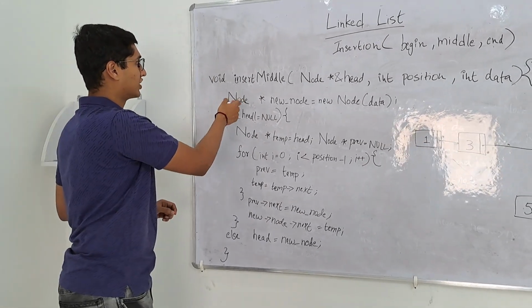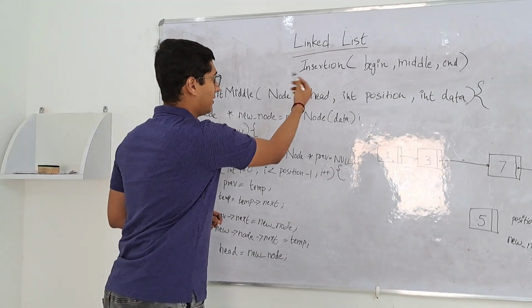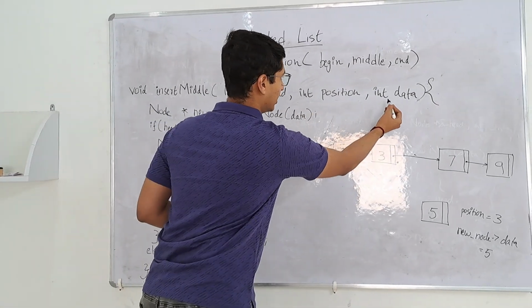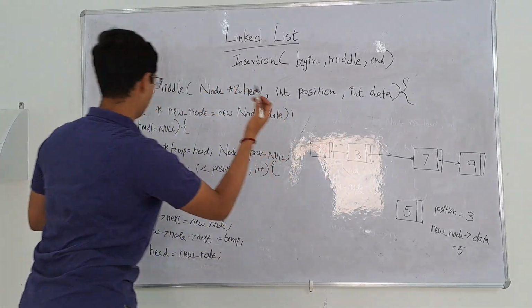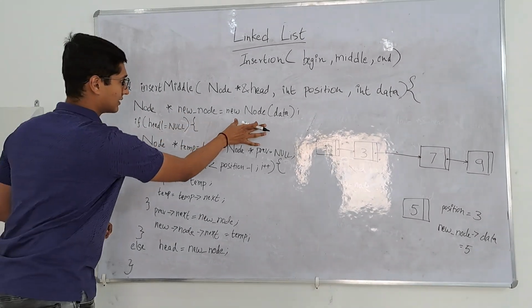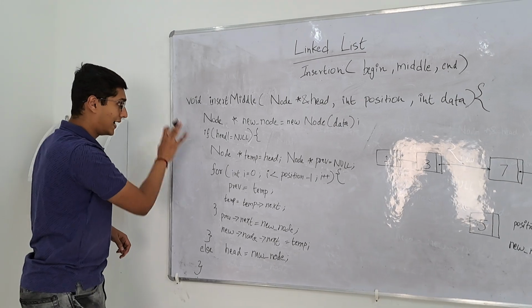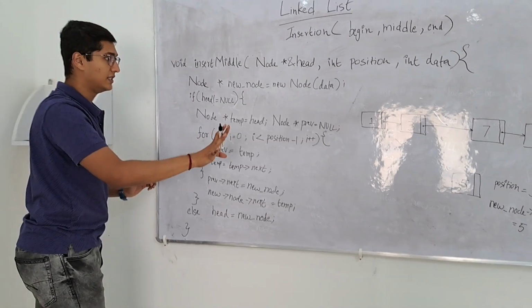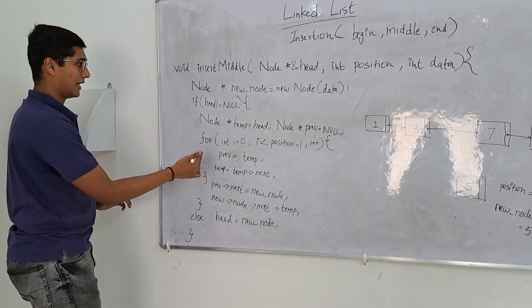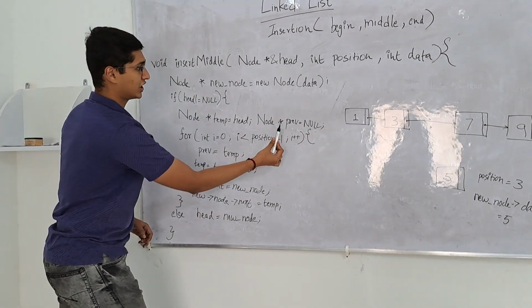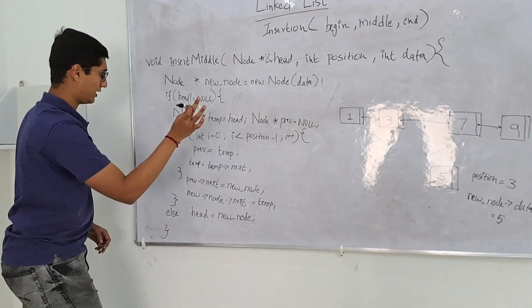I've named my function insertMiddle. I'm passing my head as a reference pointer. This is the position and this is the data, which is 5. I made a new node and initialized it using the class Node which I explained. Now if my head does not equal null, which means that my linked list is not empty, I initialize the temporary variable to the head of the linked list. I initialize the prev to a null variable.